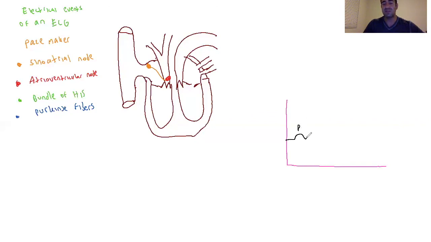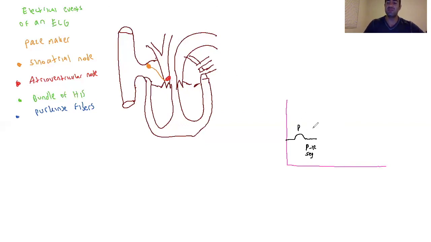Now you're going to see a segment where there looks like there's nothing happening. We call this the PR segment. And what's happening here is that, as I said, there's a lot of fibrous tissue in the atrioventricular region. And it's going to take a while for the impulse to collect here and then move down the bundle of His. So that pause here is what we call the PR segment.